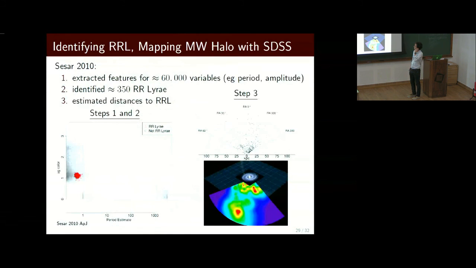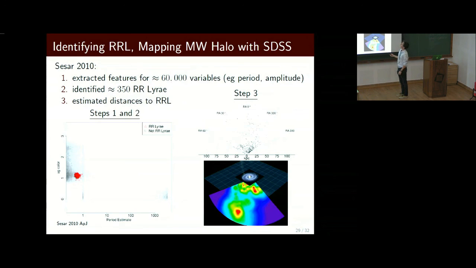One thing that Cesar did in 2010 was to extract features for all 60,000 variables and try to find the RR Lyrae. Cesar was able to find 350 RR Lyrae subtype ab in SDSS stripe 82. Step 2 was not done using a formal statistical classifier. What Cesar did was compute things like color and periods, and then find regions in feature space where he thought all objects were RR Lyrae.